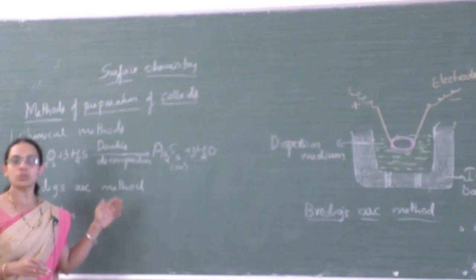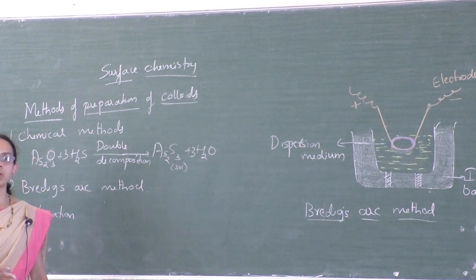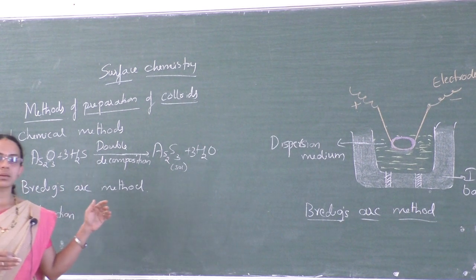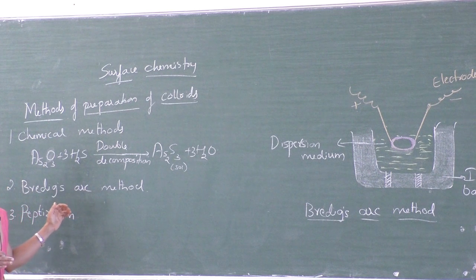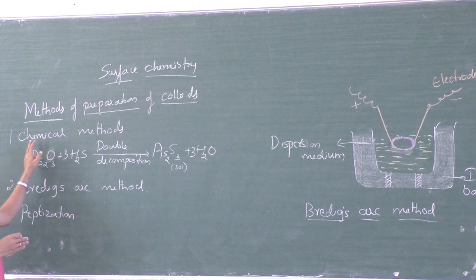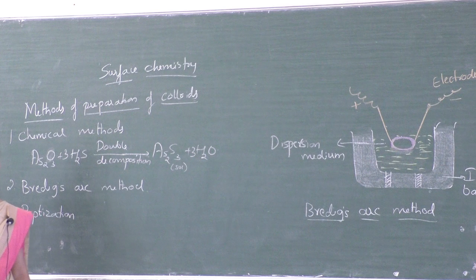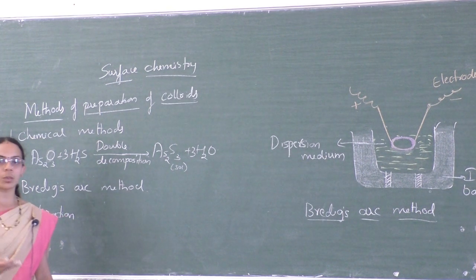Now let us see how these colloids are prepared. So we can find many colloids around us, and you can prepare them artificially also. So there are different types of methods of preparation of colloids. The first one is chemical methods. So by chemical reactions like double decomposition, oxidation, reduction and hydrolysis, we can prepare many types of colloids.